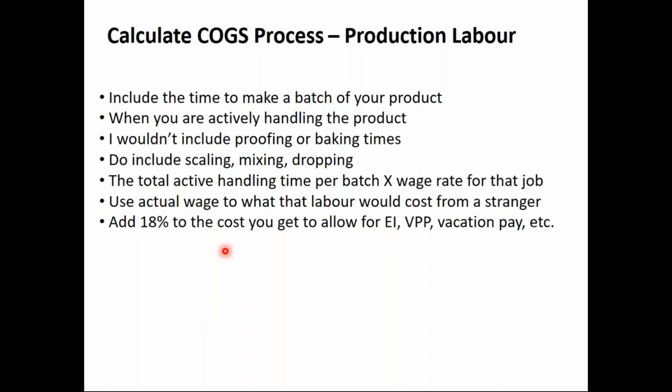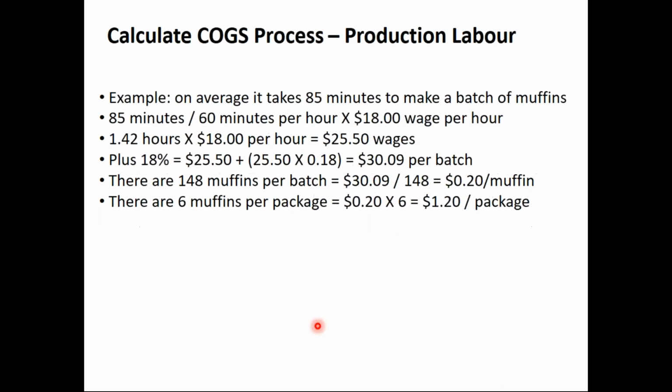And you want to include a real actual wage that you would have to pay a stranger. So if you're doing a job that you would need to pay someone $18 an hour, then you should put it in there. The sheet that I've sent you adds 18% to the cost to allow for the extra costs of having staff.